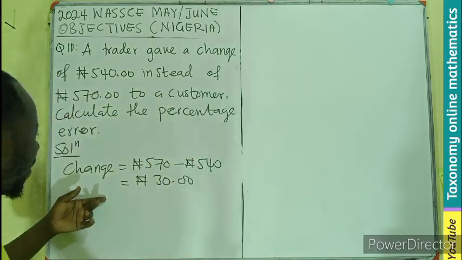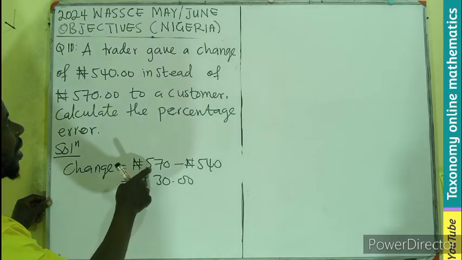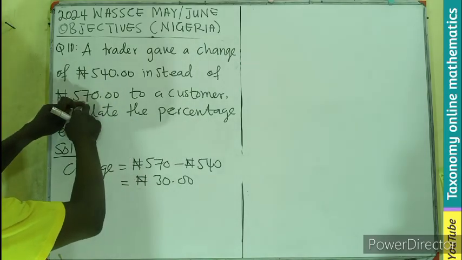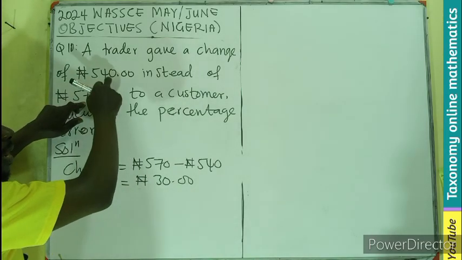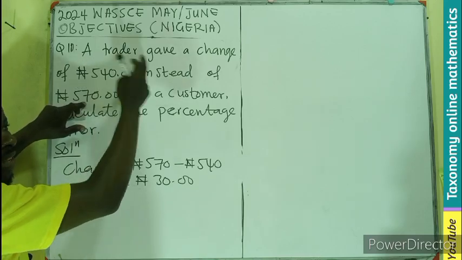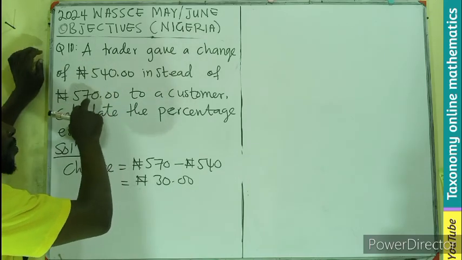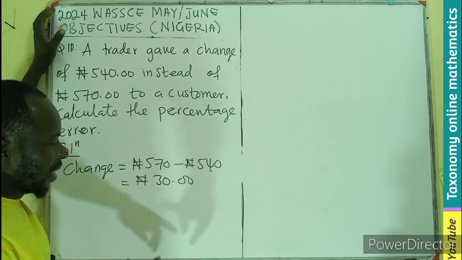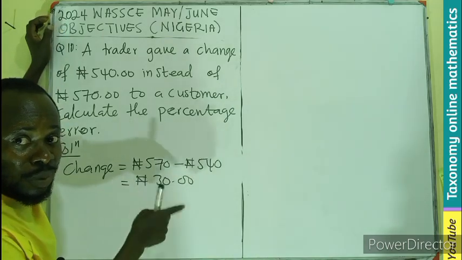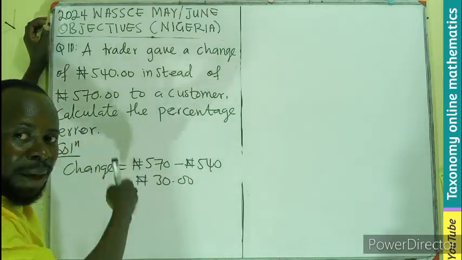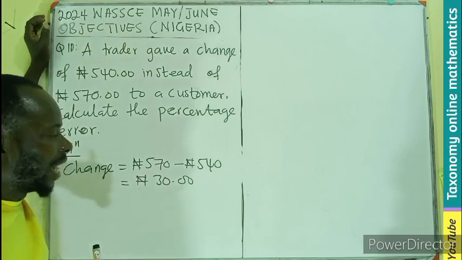So in this case, we have the original, which is supposed to be this, then this is what the person gave out. In some cases, it could be 540 minus 570. It will still be 30, even though it will be negative 30. The absolute value of that will give you only 30.